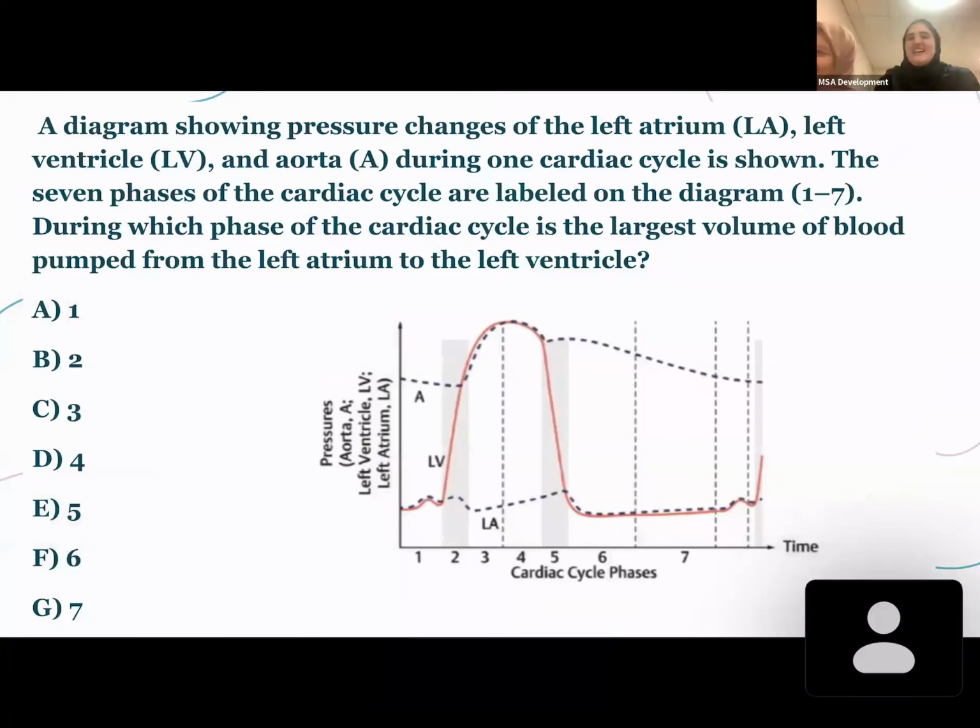So basically a diagram shows pressure changes of the left atrium, left ventricle, and the aorta. During one cardiac cycle, the 7 phases of the cardiac cycle are labeled on the diagram. During which phase of the cardiac cycle is the largest volume of blood pumped from the left atrium to the left ventricle? It's not as hard as it looks. Someone said phase 6 because it is rapid ventricular filling. 6. Do we have other answers?